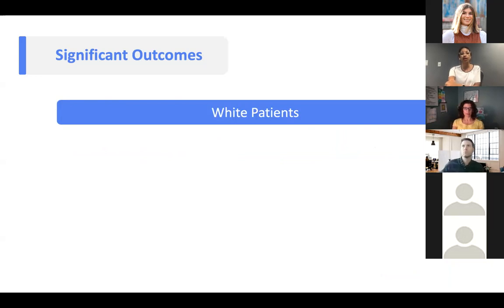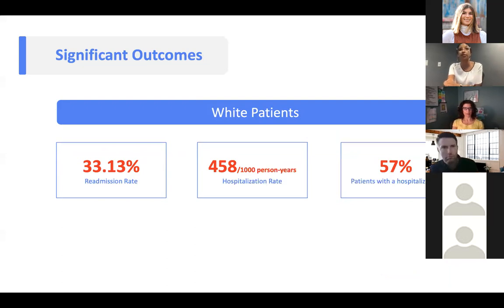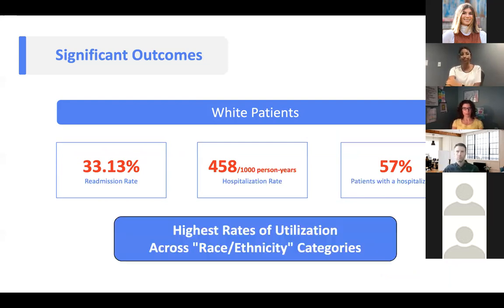And so when we talk about our white patients, which was our referent group, their readmission rate was 33.13%. This was very high. This is the highest we saw. The hospitalization rate for our white patients was 458 per 1,000 person years, also the highest. And about 57% of all white patients were hospitalized at least once over that year. So white patients are having the highest rates of utilization in all metrics except for ED visits, where Hispanic patients had the highest rate.